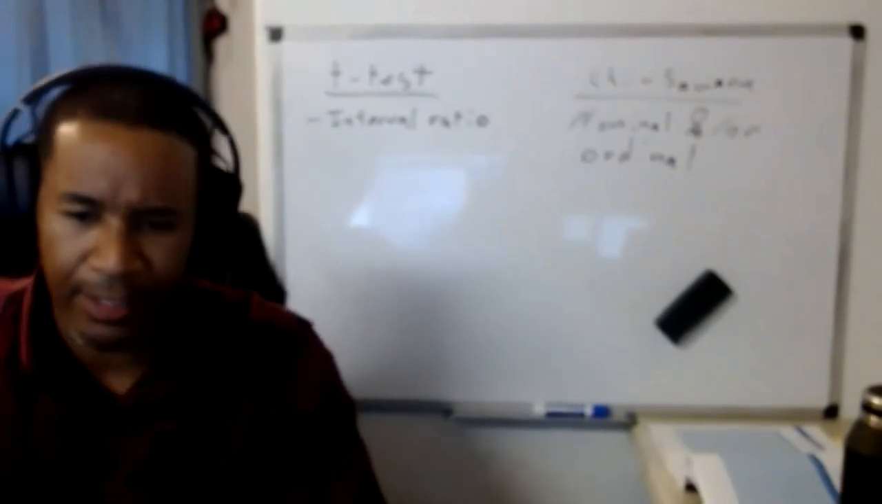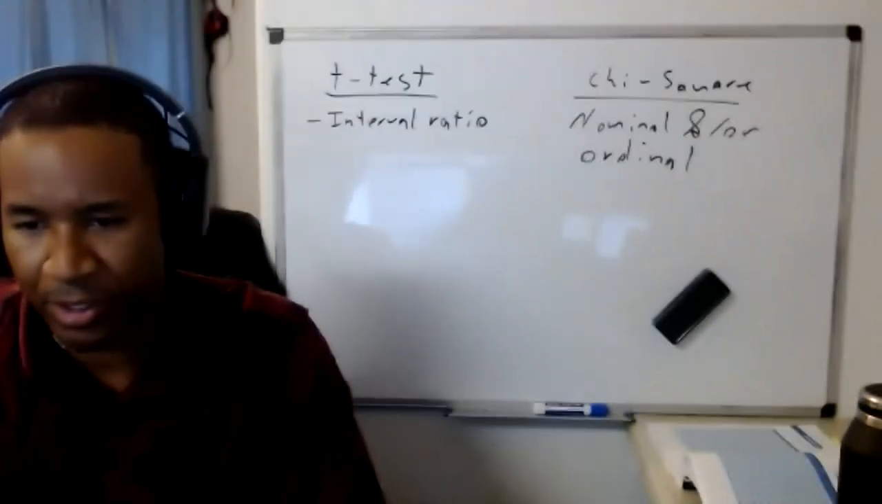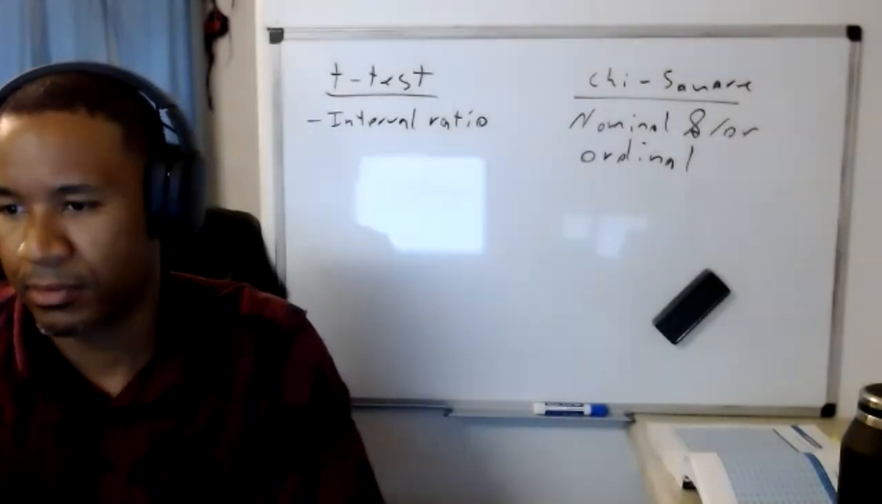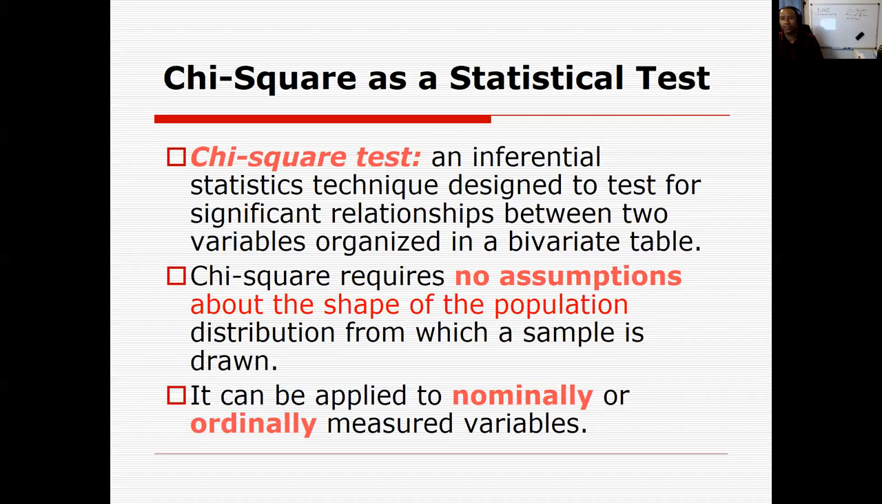Okay. And in fact, the logic behind the chi-square is somewhat similar to the logic behind the t-test. As we said already, the chi-square test is an inferential statistic technique that is designed to test for significant relationships between two variables organized in a bivariate table, what we refer to as a crosstab. Now, one thing about the chi-square is it really requires no assumption about the shape of the population distribution from which a sample is drawn.